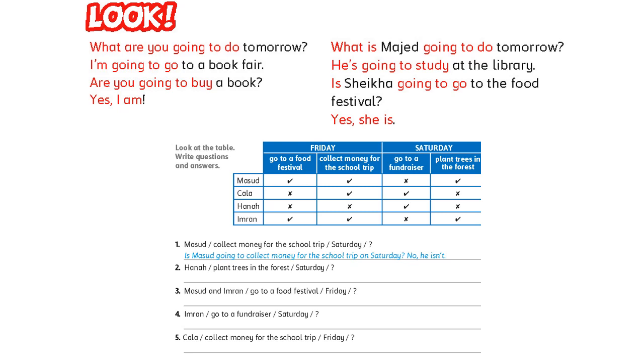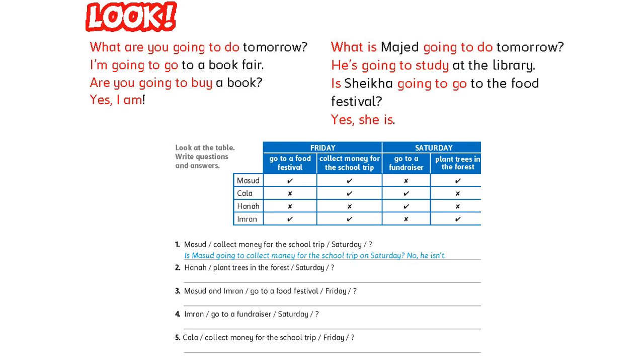What are you going to do tomorrow? Are you going to help me? What is Khalid going to do tomorrow? He is going to study at the library. Look at the table below about Masoud, Kala, Hannah, and Imran.